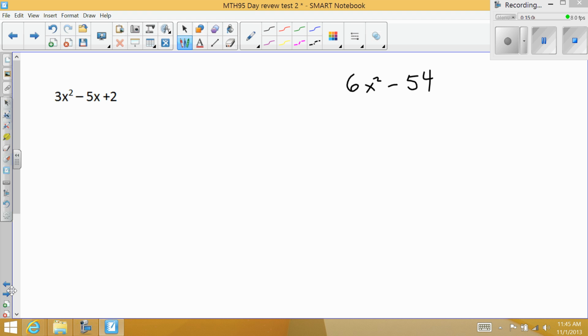Okay, this one's going to be a little more challenging because I've got a leading coefficient of 3. That means there's more combinations to check out. So rather than using the guess and check method, I want to use the grouping or AC method on this particular one. To do that, I'm going to take my A and my C, the 3 and the 2, the leading coefficient and the constant, multiply them together for 6.